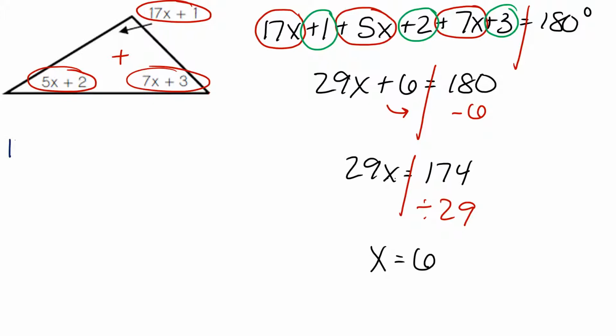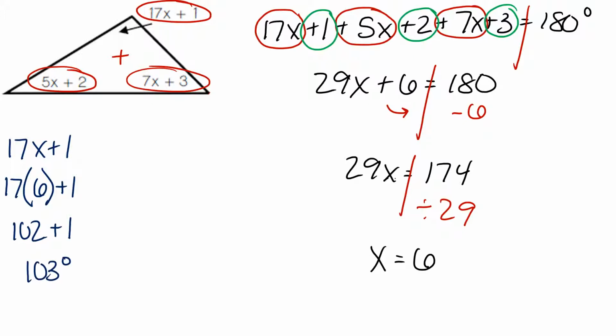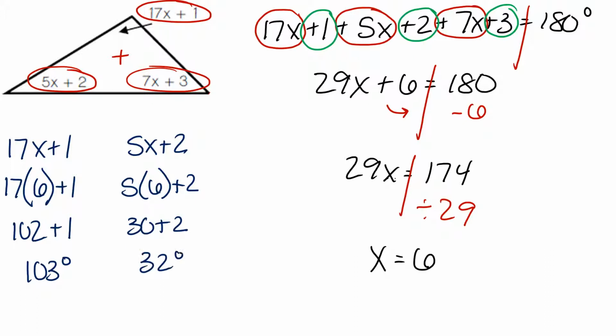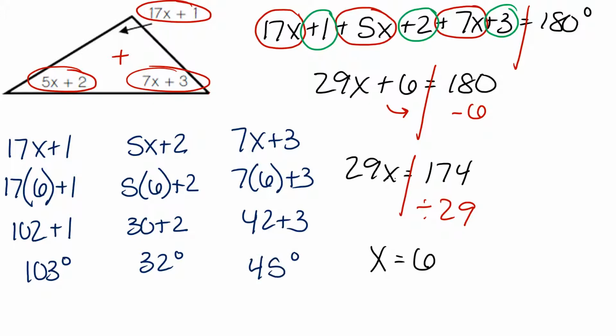We take that answer and we plug it back into each equation. For the 17x plus 1, we're going to do 17 times 6, which is 102, plus 1, which is 103. For the second angle, 5x plus 2, we use our answer 6. 5 times 6 is 30, plus 2 is going to give us 32. And for our last angle, 7 times 6 is going to give you 42, plus 3 is going to give you 45.